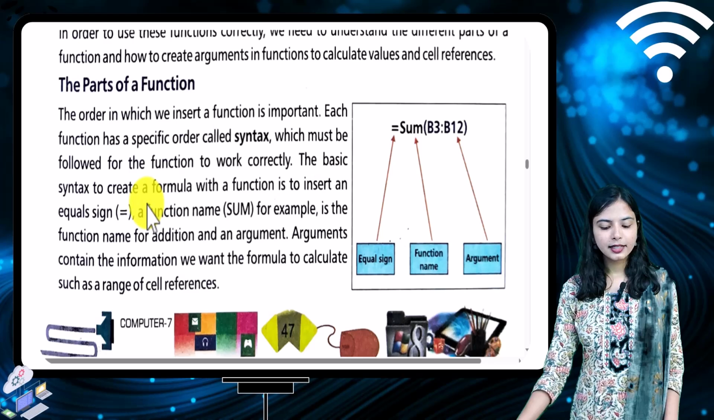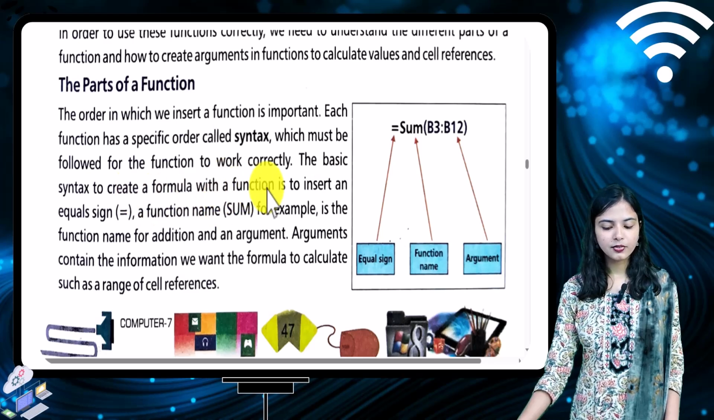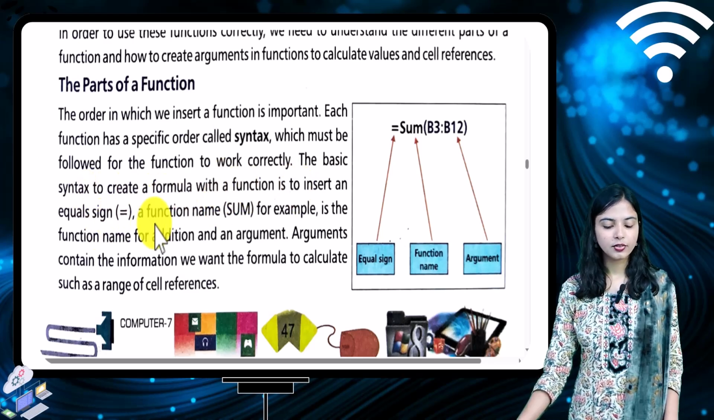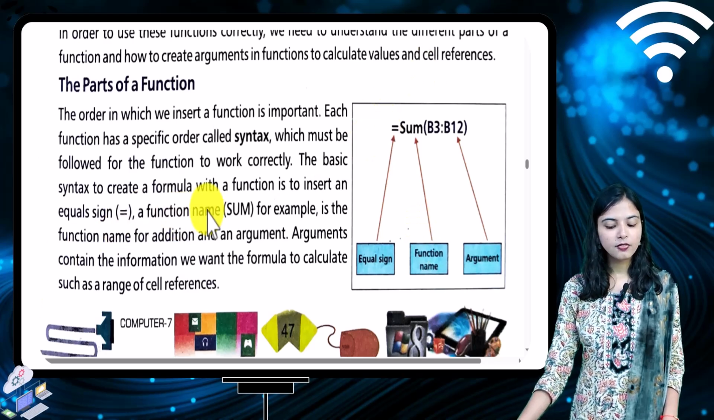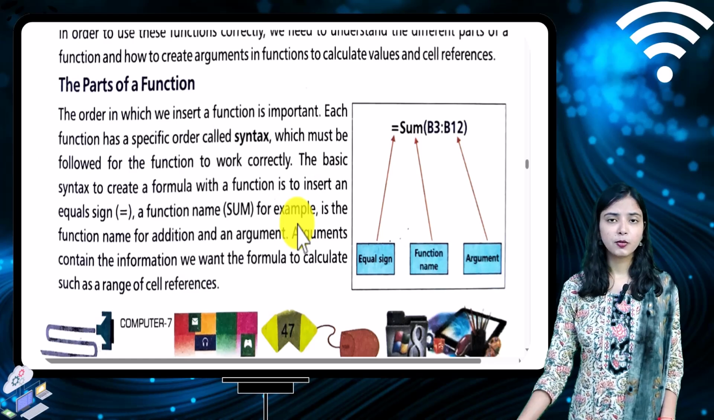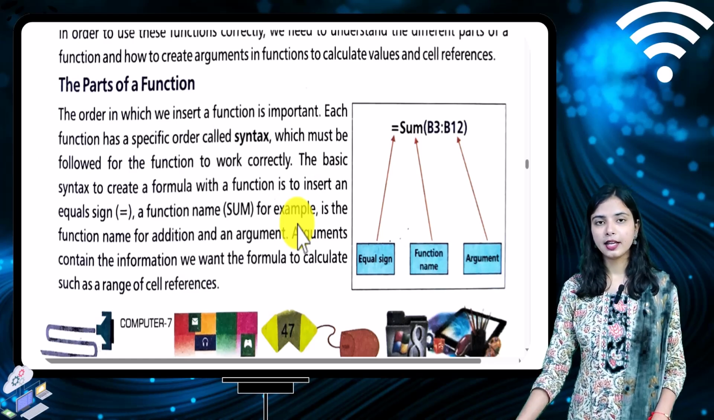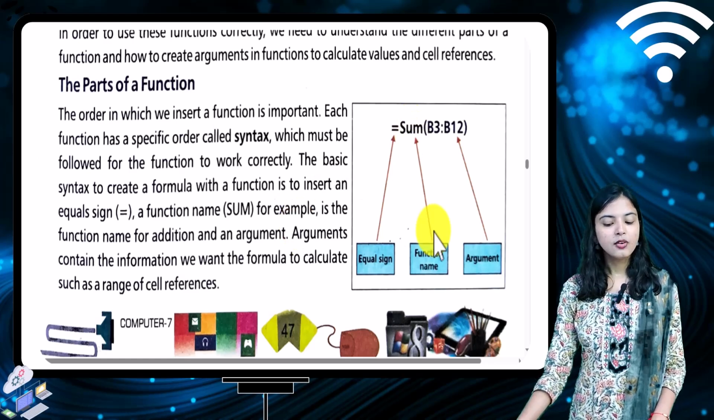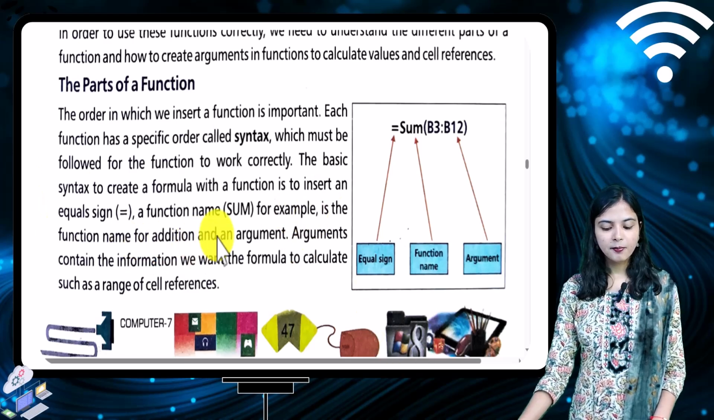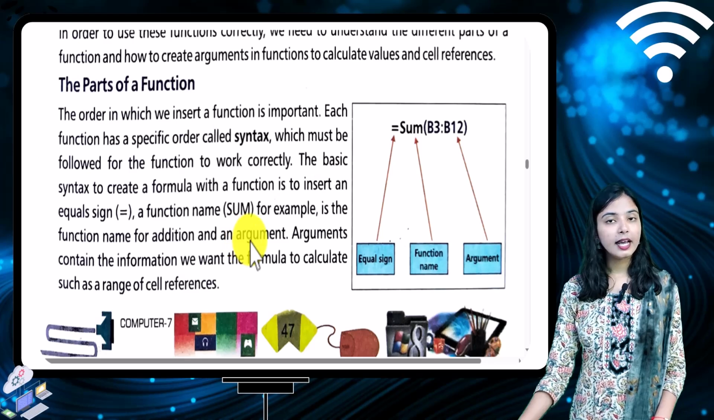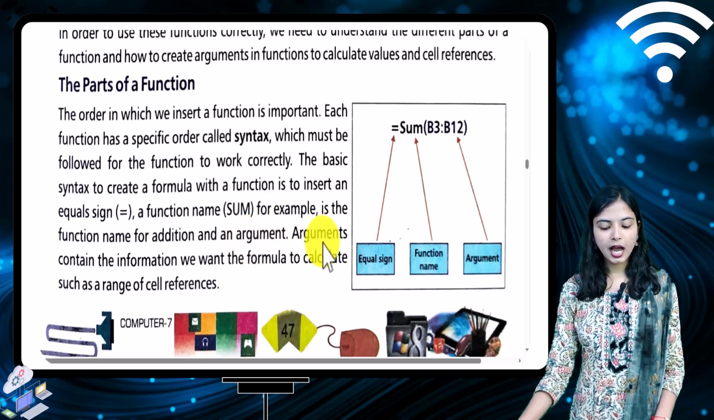The basic syntax to create a formula with the function is to insert an equal to sign. First, always you have to insert the equal to sign, then a function name. आपको कौन सा function perform करना है? Sum करना है, subtract करना है या फिर average करना है, तो उसके बाद आपको function name लिखना होगा. Okay, for example SUM is the function name for addition, and an argument. फिर आपको यहाँ पे argument लिखना है.